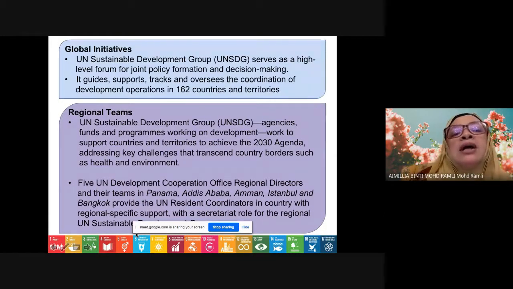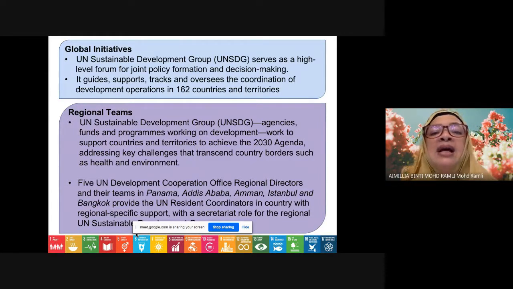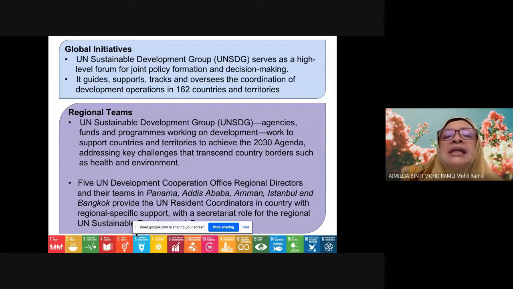So, global initiatives. The UN Sustainable Development Group, UN SDG, serves as a high-level forum for joint policy formulation and decision-making. It guides, supports, tracks, and oversees the coordination of development operations in 162 countries and territories. So the UN has established its own sustainable development group that oversees policy formation, how the countries in the world formulate policies and decide on achieving the SDG, how they work to achieve these goals. And the UN SDG agencies, funds, and programs working on development work to support countries and territories to achieve the 2030 agenda.